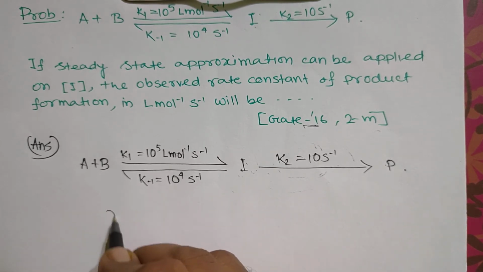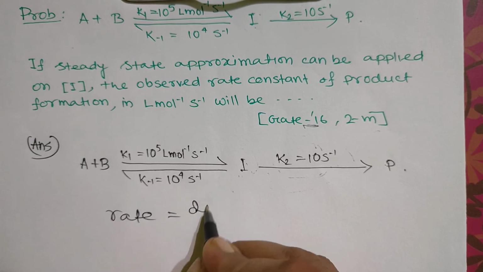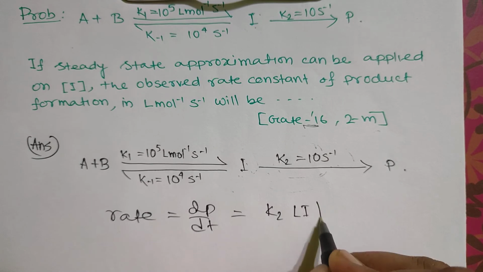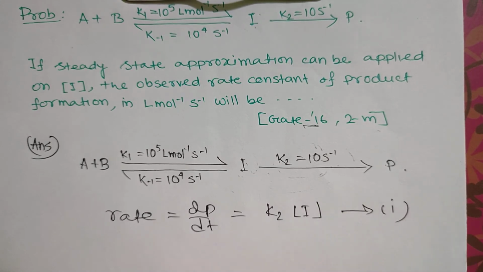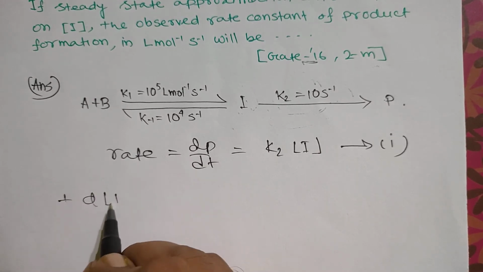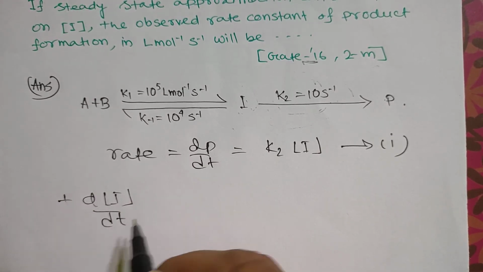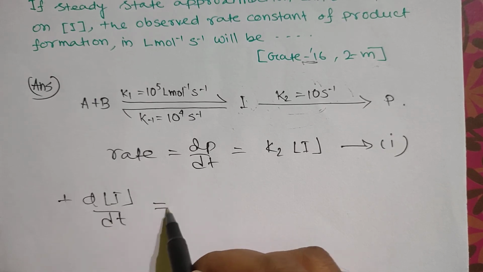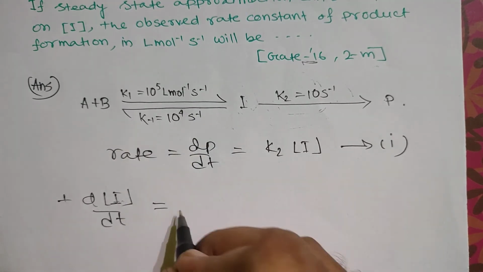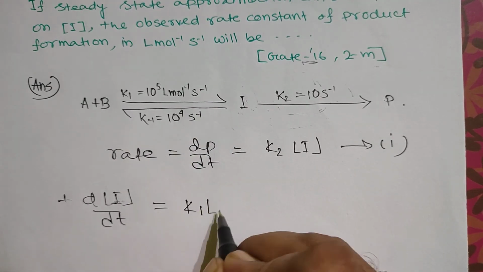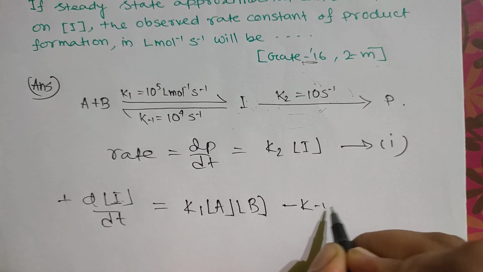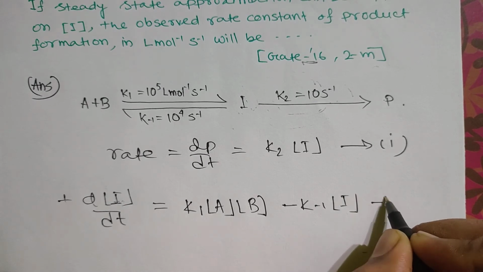So first we will write the rate. The rate is equal to dP by dt, that will be k2 into I. This is equation 1. Now this is the intermediate, so we'll apply the steady state approximation after getting this equation. First we will derive this di by dt. It is formed, so it will be k1 a b. Now it is minus k minus 1 I, and minus k2 I.